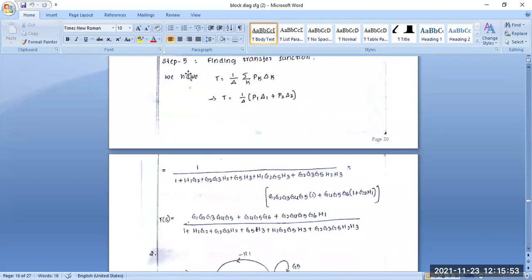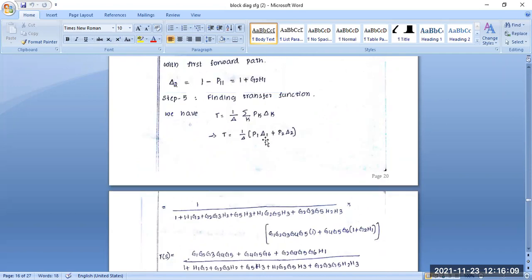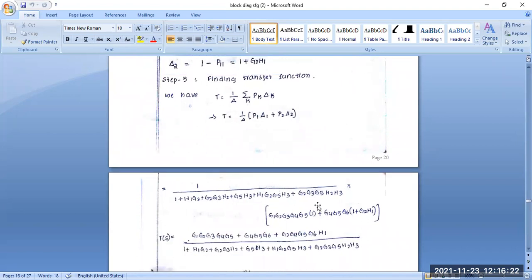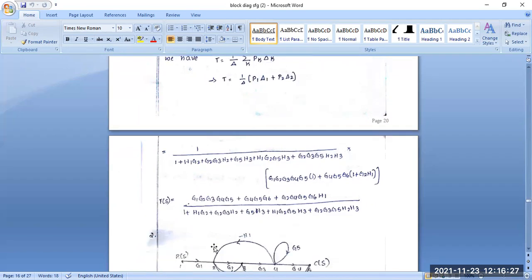Last, step 5: finding the transfer function. We apply the Mason gain formula: T equals 1 by delta times the summation of Pk delta k. Here two forward paths are present, P1 and P2, with delta 1 and delta 2. So it is P1 delta 1 plus P2 delta 2. We put in the values from the previous steps and calculate. The result is the transfer function, output by input. Is it clear to all of you?